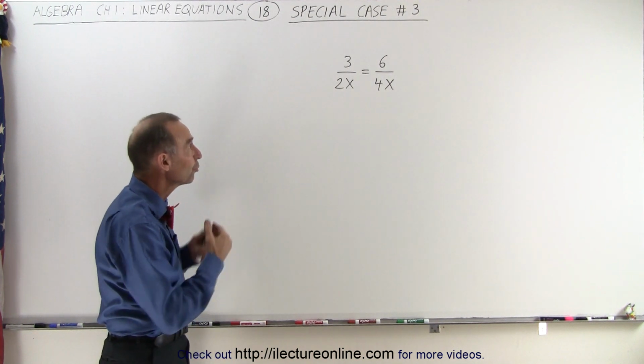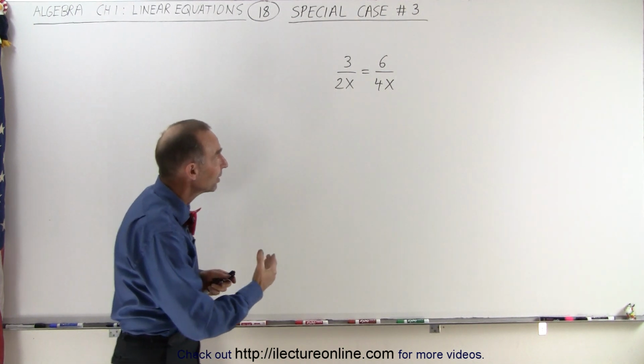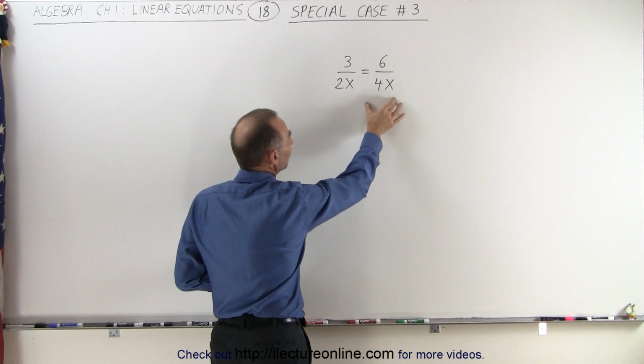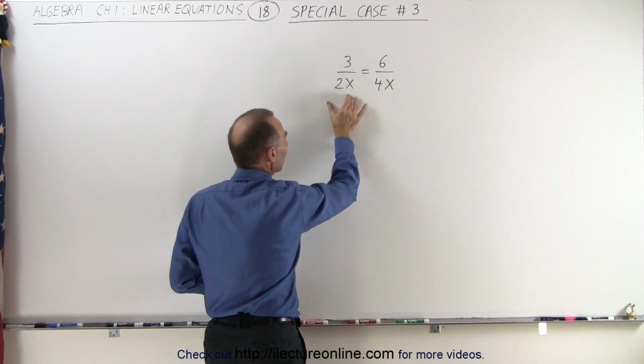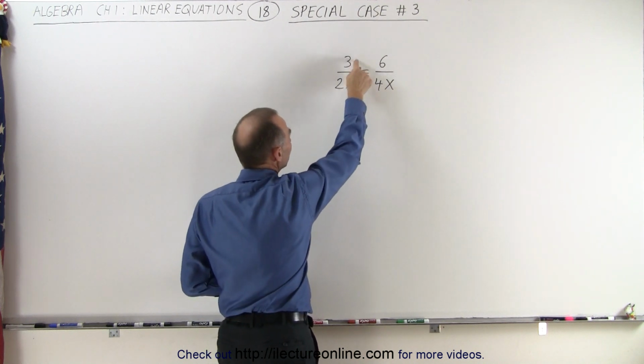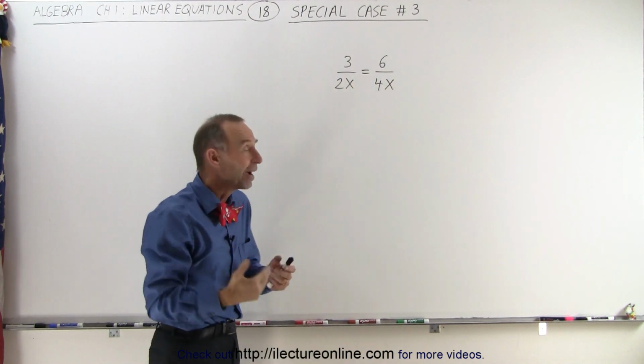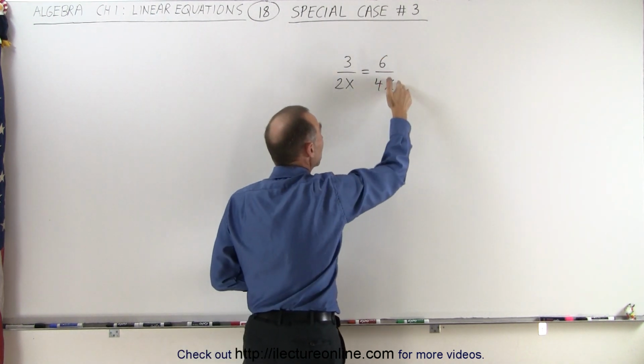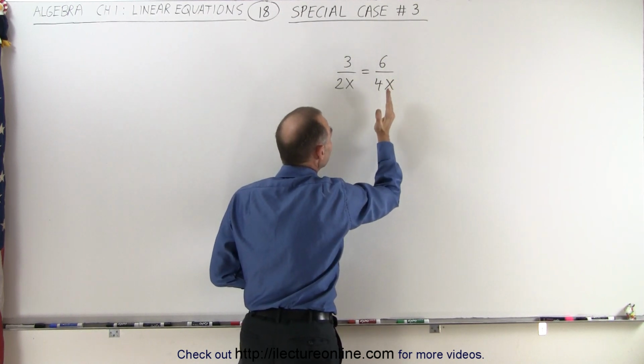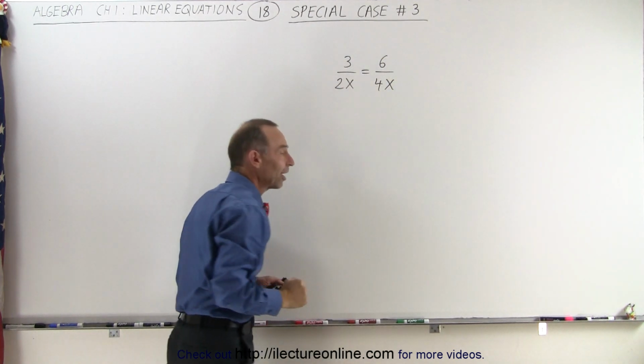This special case is kind of a unique case. When you take a look at those two fractions, you quickly see that the fraction on the right is exactly the same as the fraction on the left. The difference is that the numerator is multiplied times 2, but so is the denominator. So if I divide both the numerator and the denominator on the right side by 2, I get the exact same results as I have on the left side.